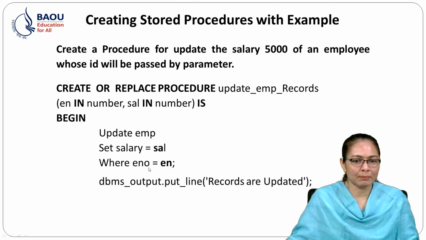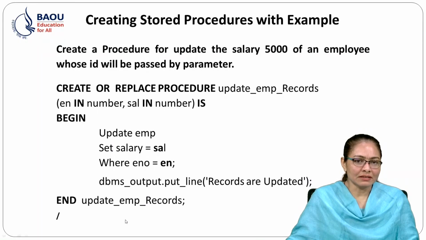Then where employee number, this is a column name, is equal to EN, which is a parameter name, which is matched with this employee column name. After that, updating the records, it will display records are updated. At the end, the procedure will end. So END and then the procedure name. Here the name is the same as this name because the procedure is ending.